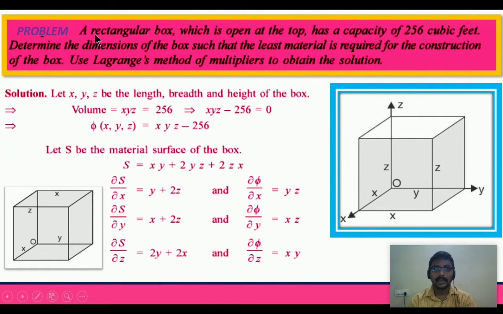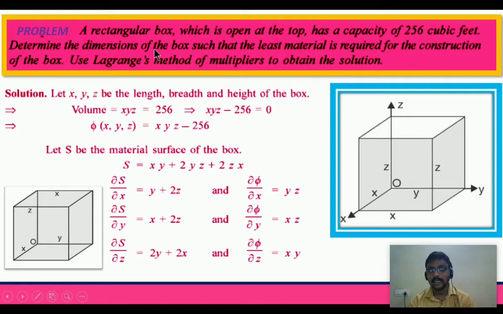Problem. A rectangular box which is open at the top has a capacity of 256 cubic feet. Determine the dimensions of the box such that the least material is required for the construction of the box. Use Lagrange's method of multipliers to obtain the solution. So here we have to use Lagrange's method of multipliers, where the box capacity is 256 cubic feet.